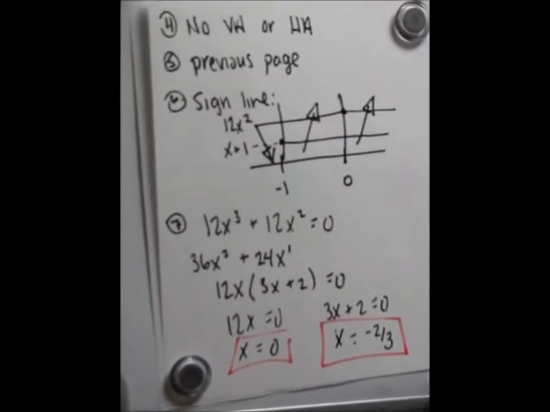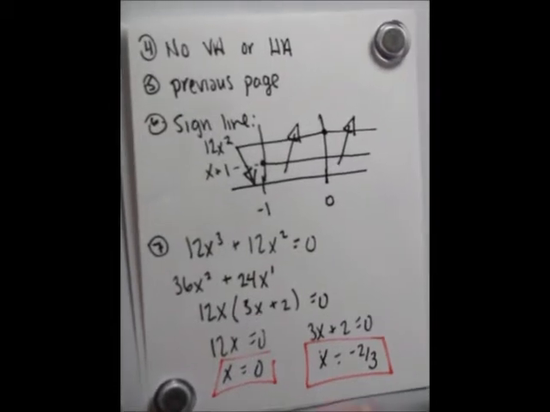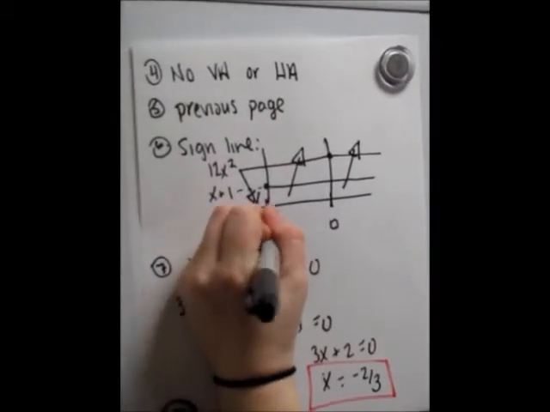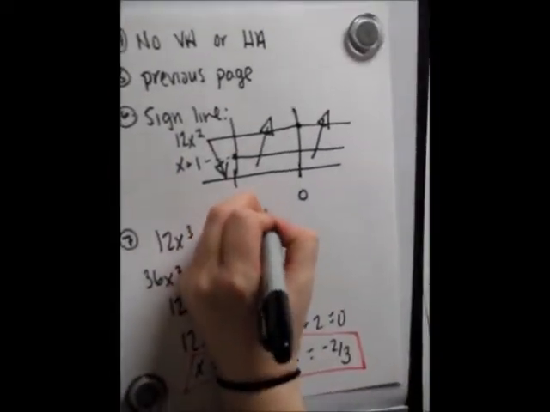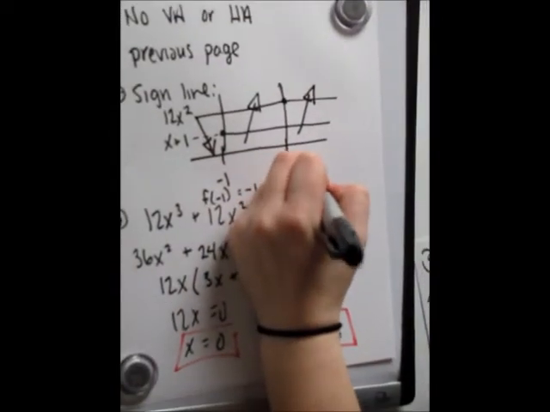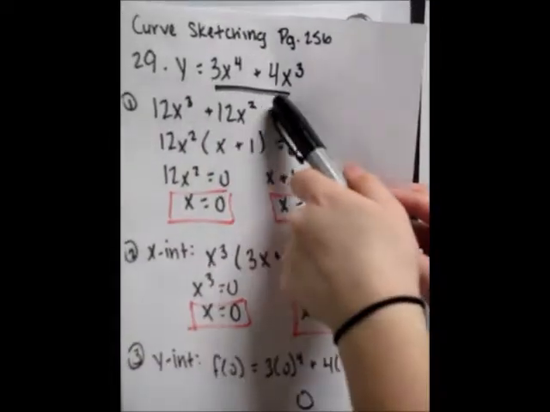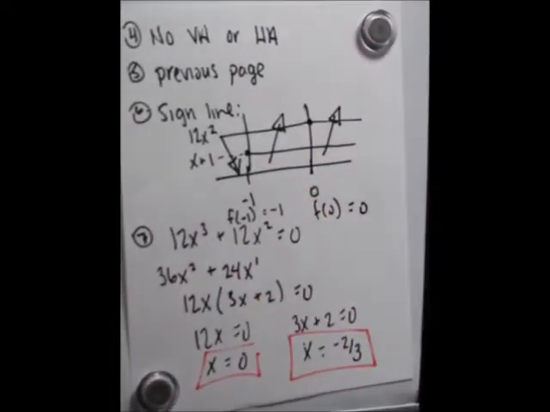Oh, and going back to the sign line, you're going to need to find an f of negative 1, where you'll plug the negative 1 back into the original equation, and you're going to get negative 1 back out. And you'll plug f of 0 back into the original equation, and you'll get 0.